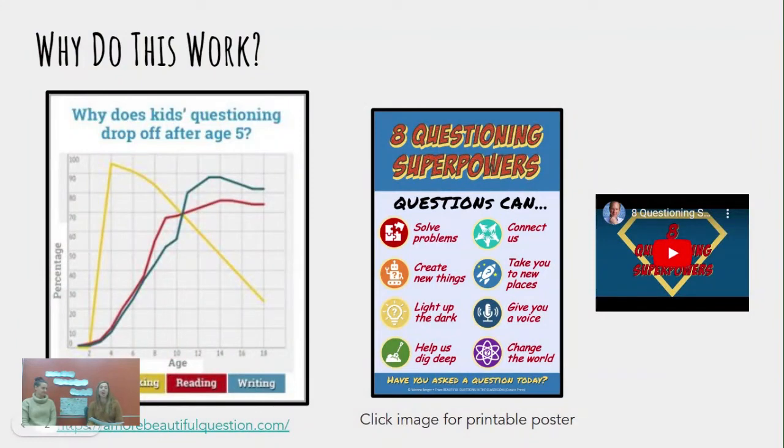Okay, so why do this work? Why learn how to implement the QFT with your students? Children between the ages of 2 to 5 ask about 40,000 questions, but questioning significantly declines as students go to school. Students figure out very quickly that in school, rewards are given to correct answers and not insightful questions.